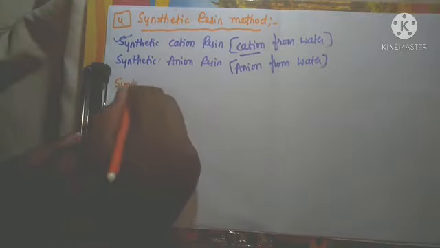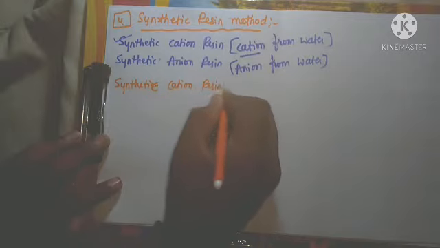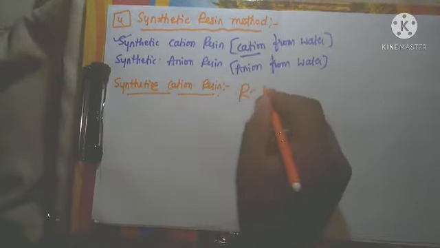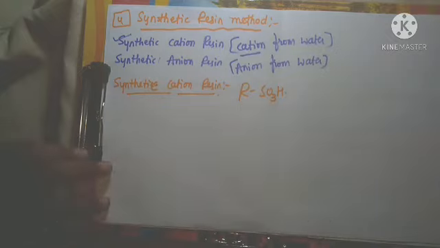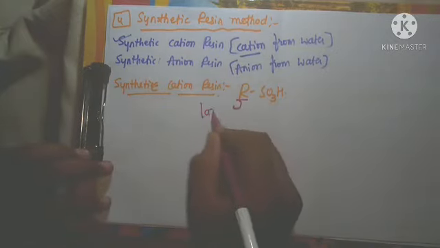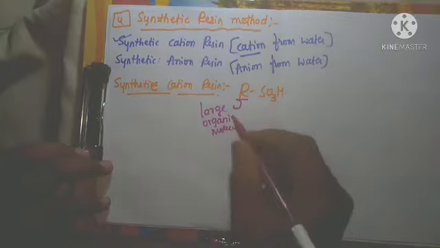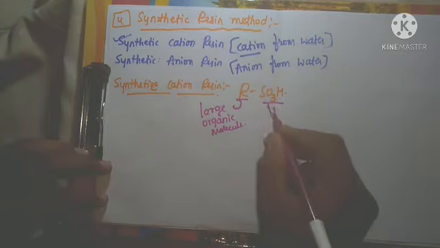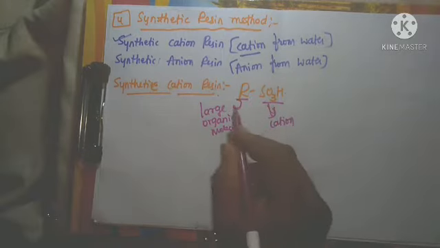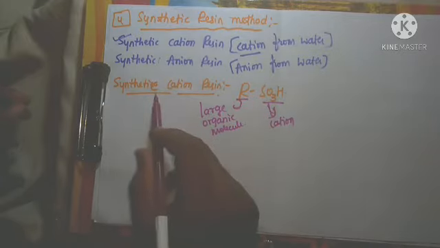Now, what is meant by synthetic cation resin is here: RSO3H is called as what? Synthetic cation resin. Here R means large organic molecule. Organic means carbon should be there, directly bonded with hydrogen. Right? R means large organic molecule. When it is attached with the SO3H group, which is the cation, then it is called synthetic cation resin.